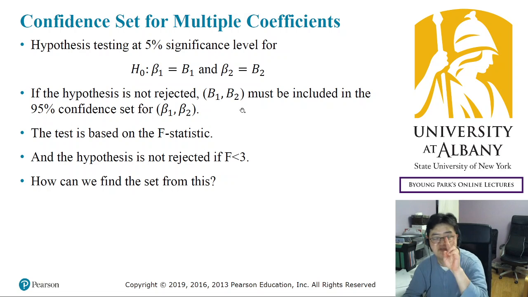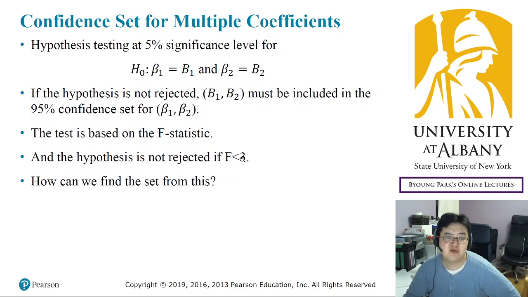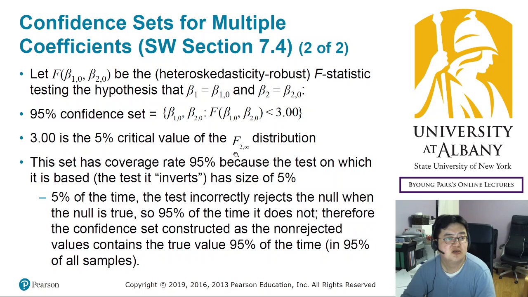In this case, we have two parameters. So if F is smaller than 3, the hypothesis is not rejected. So we have to find B1 and B2 that imply an F statistic smaller than 3. How can we do that? Let's have a look. This is exactly what I explained earlier.